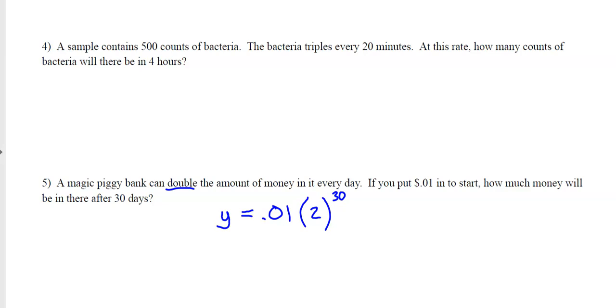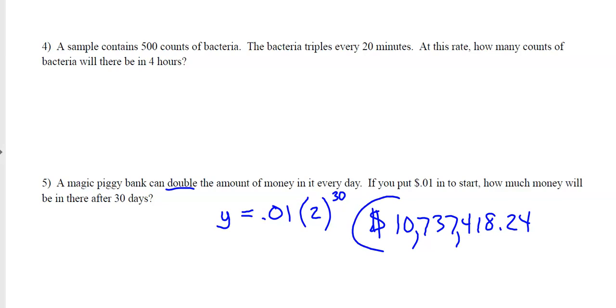Holy smokes. It is 1,073,741,824. So you will have over $10 million in the magic piggy bank if you double every day for 30 days. Pretty mind-boggling. All right, so that's a quick little lesson on exponential growth and exponential decay. Hopefully this can get you through the practice.